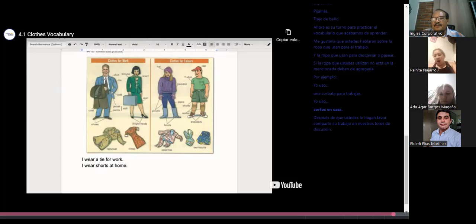Okay, what do you wear when you go to a piñata? I wear a t-shirt. Only t-shirt? I wear blue jeans and sneakers. Okay, very good. You say I wear a t-shirt, jeans, and sneakers. Okay, good, perfect.